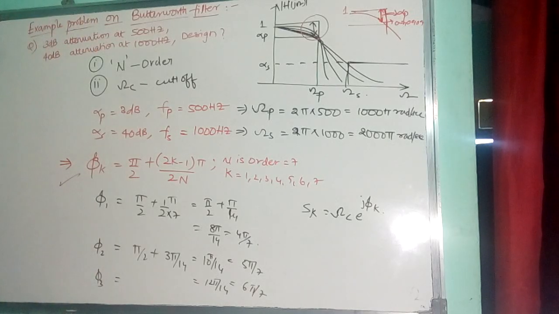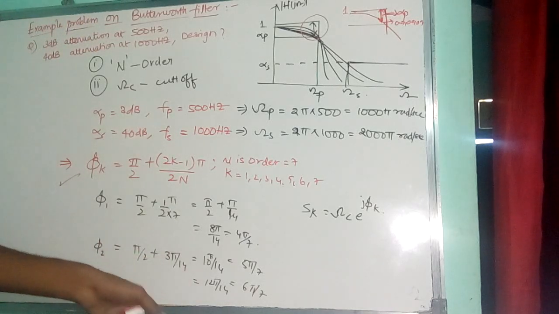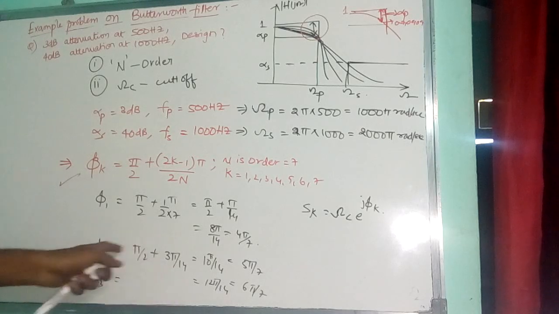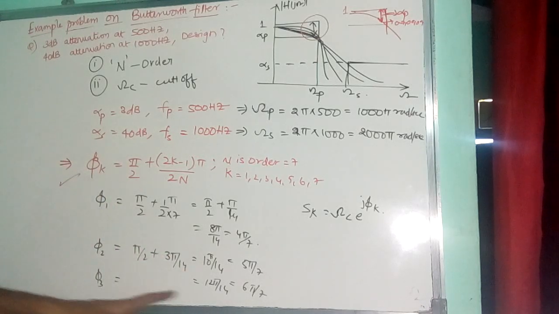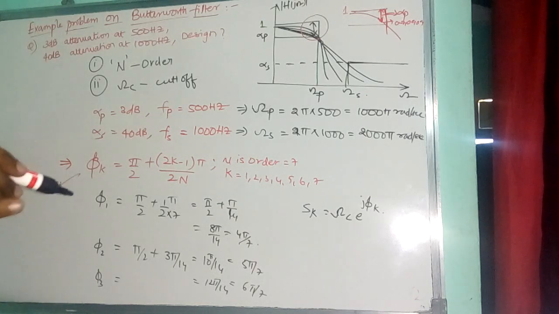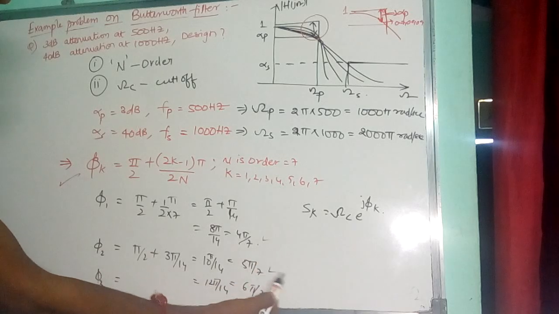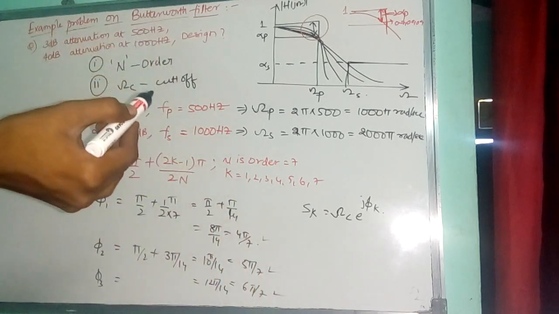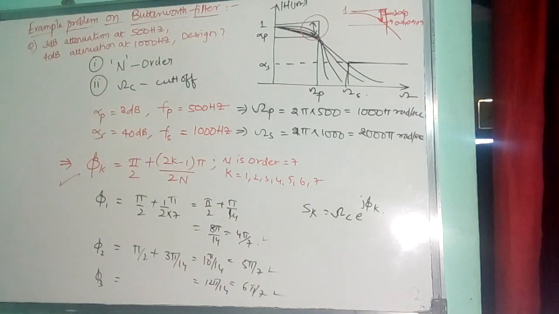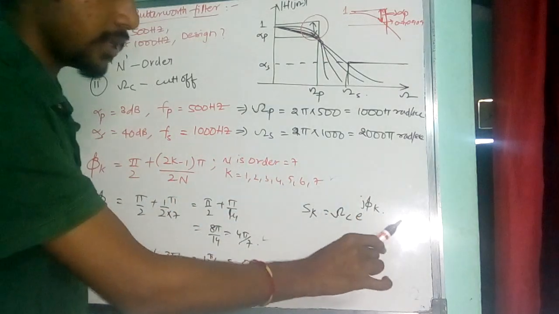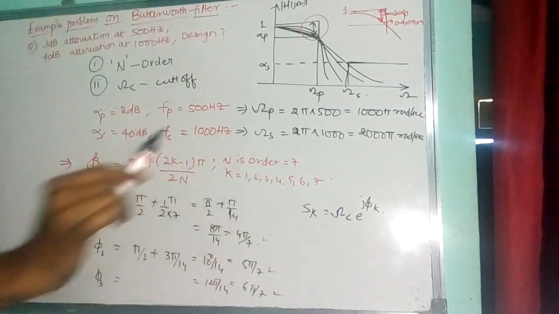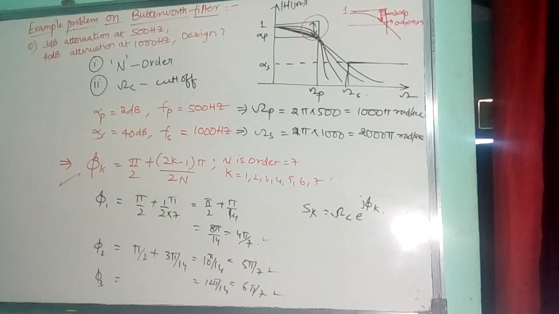Next will be 7 plus 7, 14 pi by 14. I'll get the phi 4 value as pi. So I'll get multiples of pi by 7 here, like 4 pi by 7, 5 pi by 7, 6 pi by 7, 7 pi by 7, 8 pi by 7, 9 pi by 7. Like that I get 7 values. I'll substitute these here and find my omega c so that I'll get the locations of the poles.